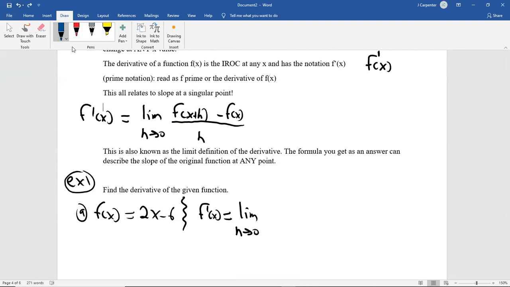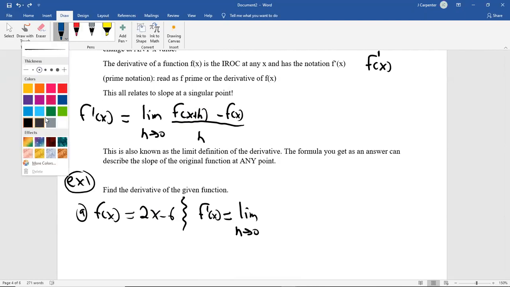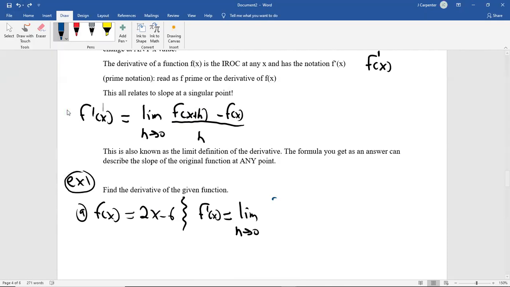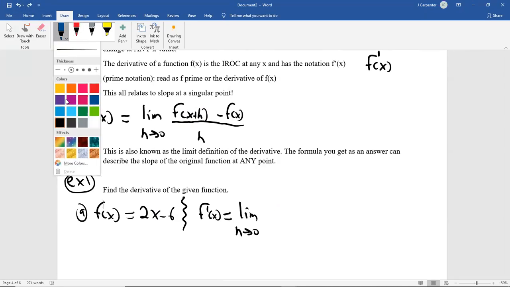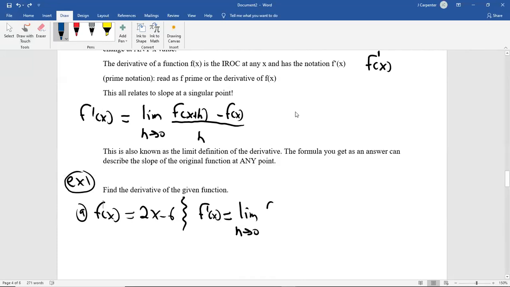So this will be, I'll do colors. So f of, not yet. I almost want to close this and open another one and see if it's going to be silly still. So this is 2 times the x plus h.